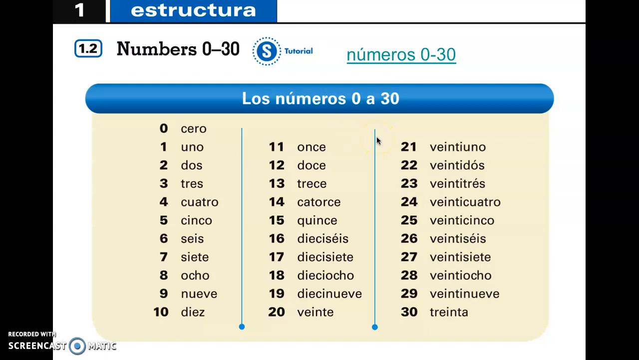Let's repeat the last column. 21, 22, 23, 24, 25, 26, 27, 28, 29, 30. Bravo! Excellent.